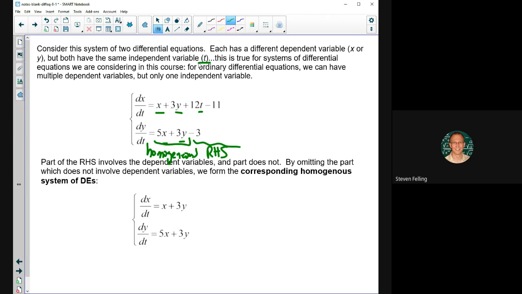Okay, so for this particular system, if we eliminate this portion here and just keep this part that has the x's and y's, this right here is the corresponding homogeneous system of differential equations. We'll solve that first, typically, and then we'll use other methods to get the particular solution. So just like with single differential equations, with systems we have a homogeneous part and a non-homogeneous part.